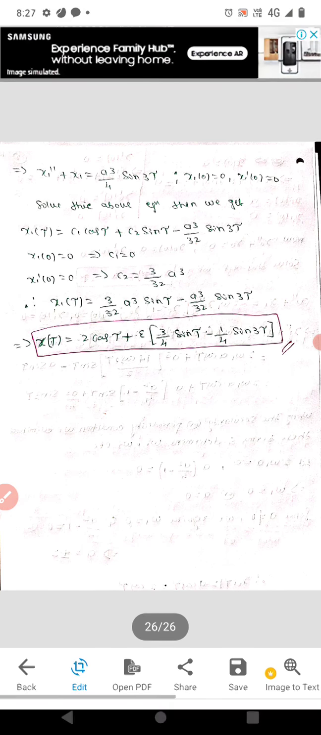This implies x1 double dash plus x1 is equal to a cubed by 4 sin 3 tau, with the conditions x1 of 0 equal to 0 and x1 dash of 0 equal to 0. Now solve this equation, and we get this. Finally, the general solution is x of tau equal to 2 cos tau plus epsilon (3 by 4 sin tau minus 1 by 4 sin 3 tau). So this is the general solution of the van der Pol oscillator. Thank you so much.